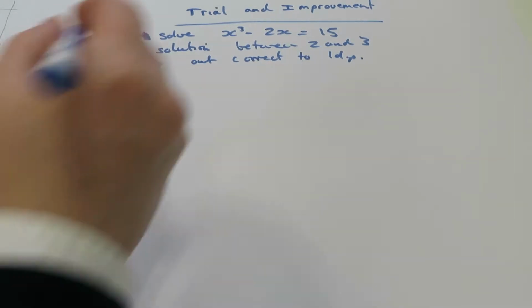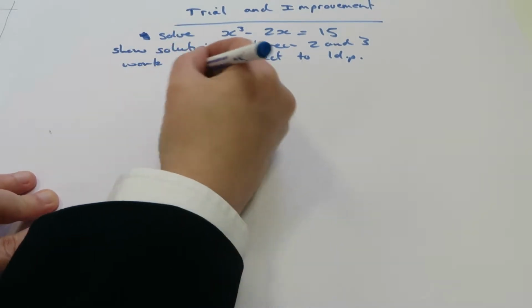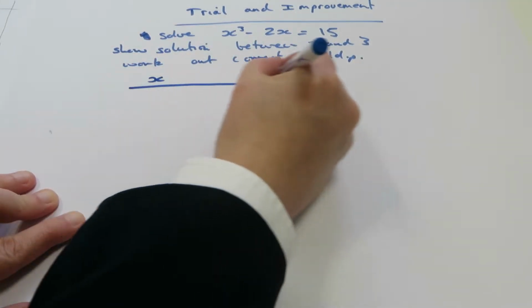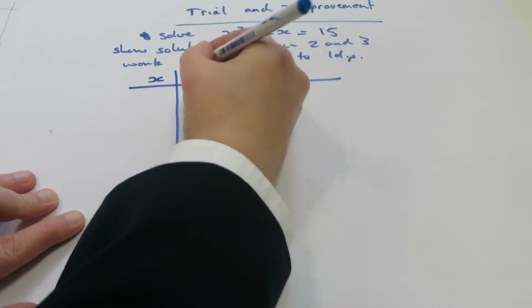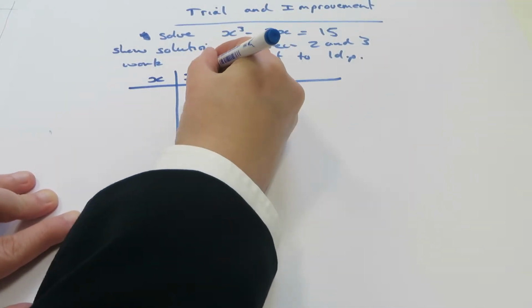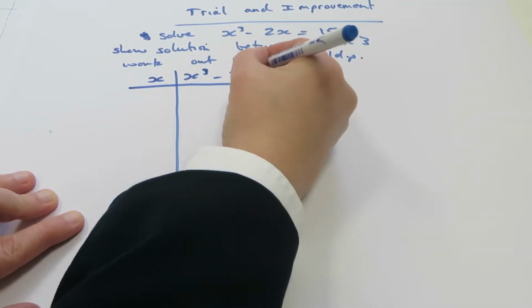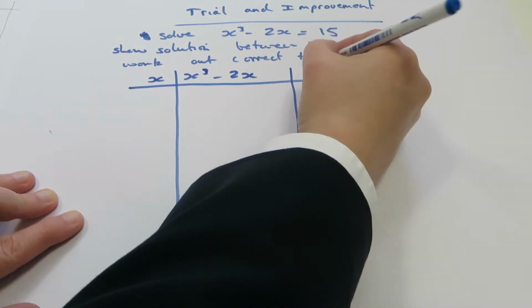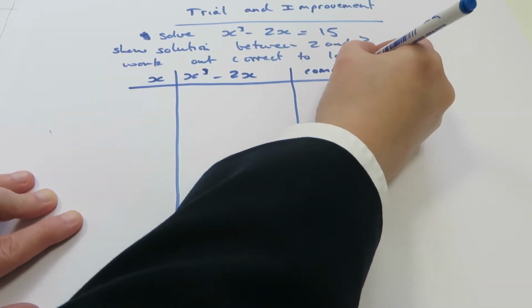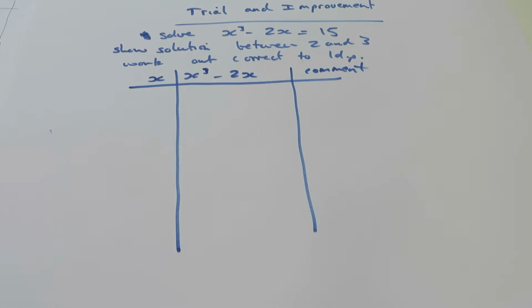So generally what we would look to do is put this into a table. So we put the value of x that we're going to work out. We would actually work out the answer, 2x cubed minus, x cubed minus 2x. And we would make a comment upon that. So let's take a value.